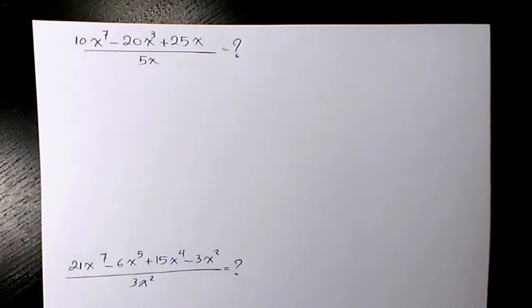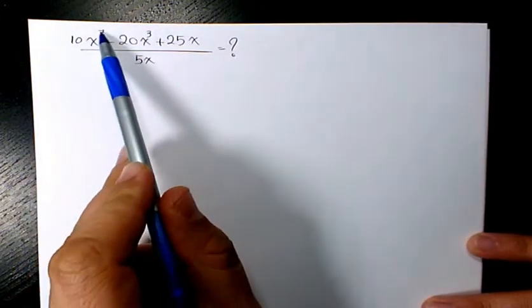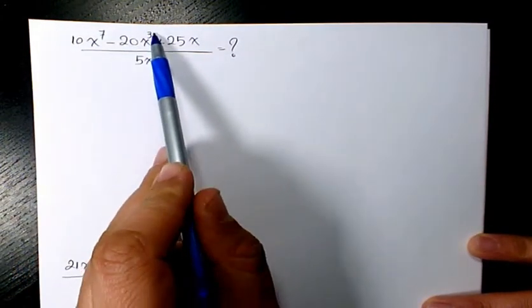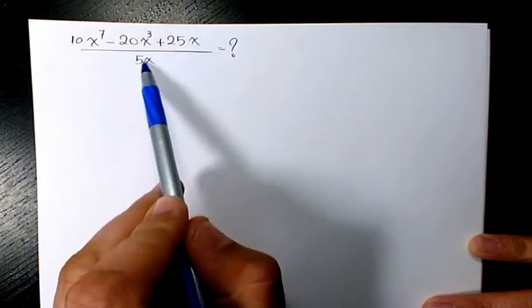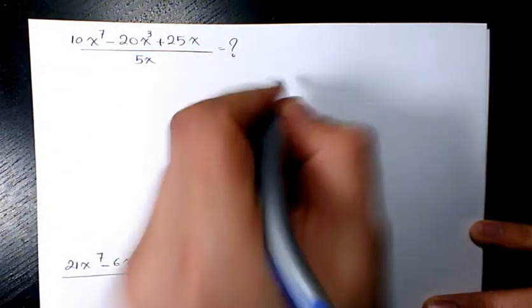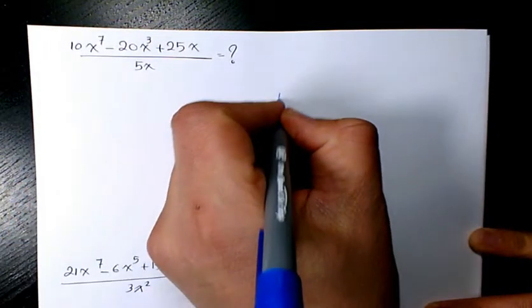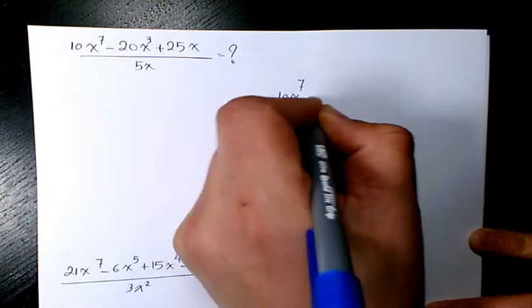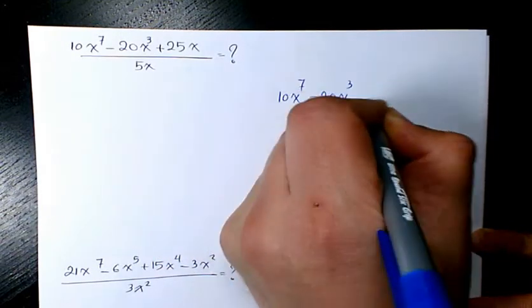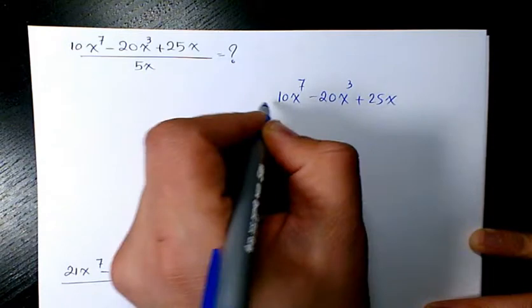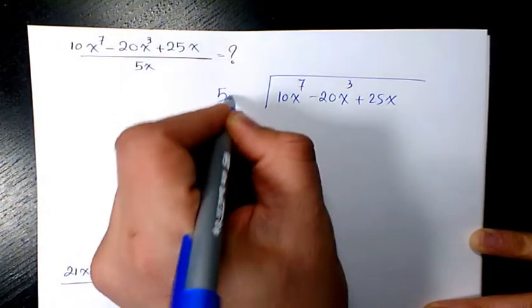Welcome to another video. In this video I want to show you how to do long division of polynomials. The first example is 10x to the power of 7 minus 20x to the power of 3 plus 25x divided by 5x. So I'm going to write it like that. 10x to the power of 7 minus 20x to the power of 3 plus 25x divided by 5x.